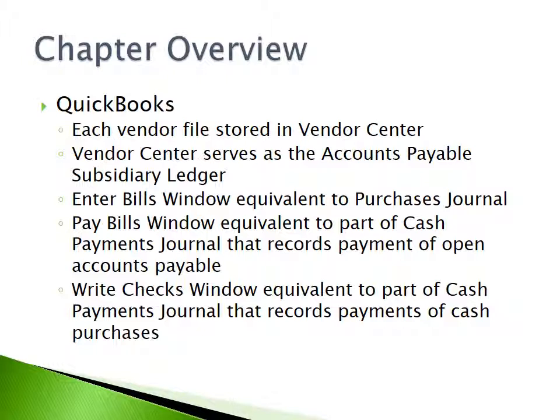When the bill is paid, it's entered in the Pay Bills window. The Pay Bills window is equivalent to the part of the Cash Payments journal that records payment of open accounts payable. For a cash payment for a bill not previously entered, you use the Write Checks window. This is equivalent to the part of the Cash Payments journal that records payment for cash purchases of goods or services.